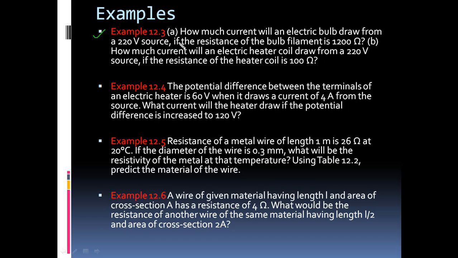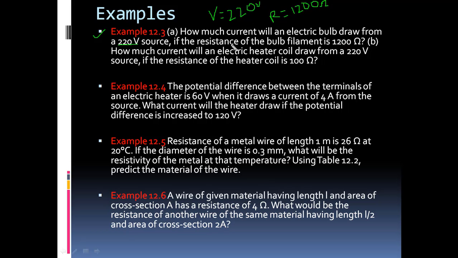So this is the first question. How much current will an electric bulb draw from a 220 volt source if the resistance of the bulb filament is 1200 ohm? So what is given here? Here it is given that the energy source is 220 volt. So V is equal to 220 volt. Now the resistance, that is R, is equal to 1200 ohm.